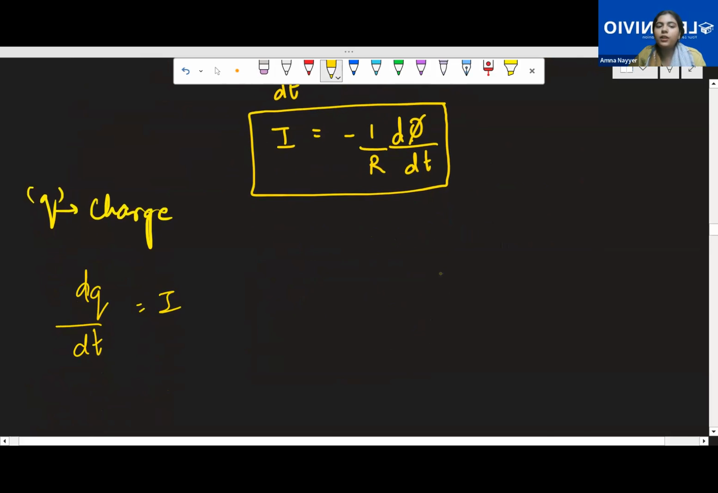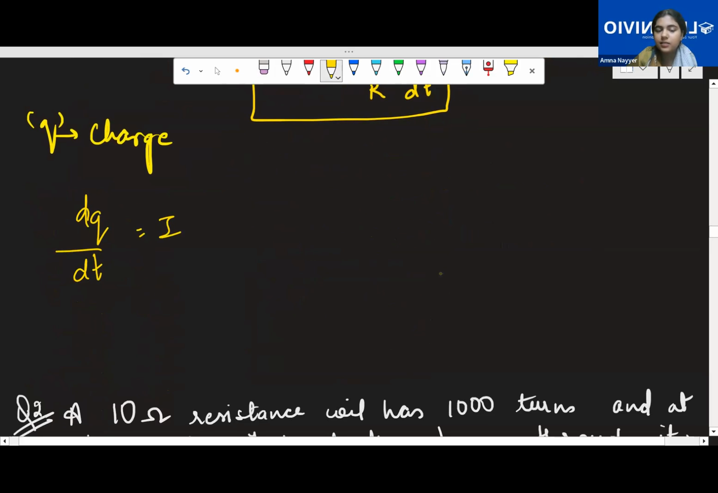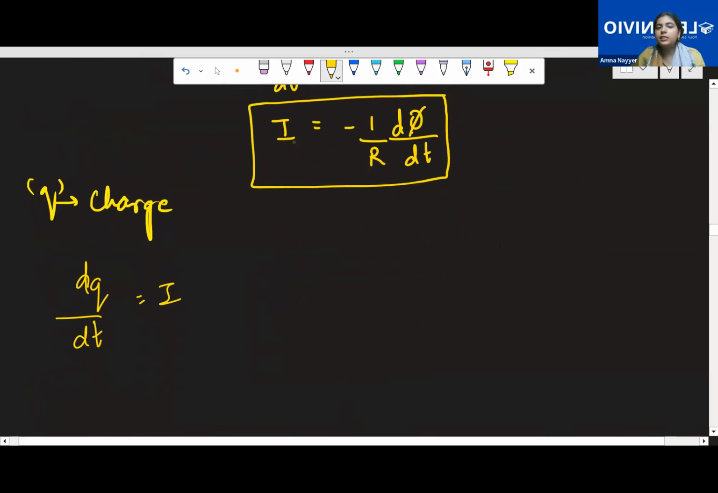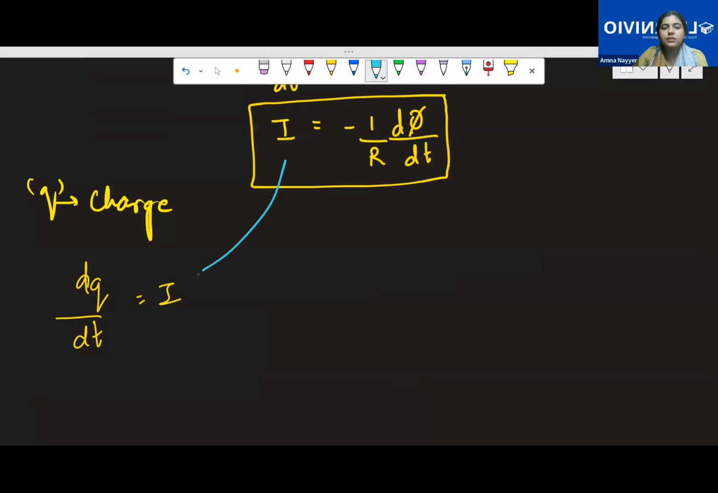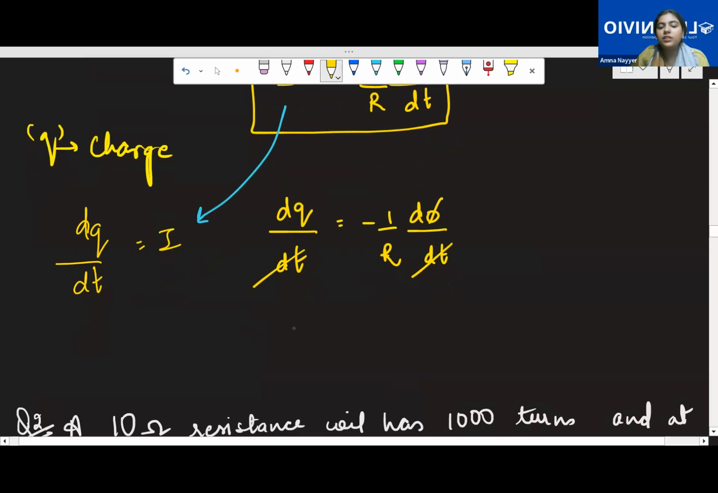One more formula is possible, class, if I take electric charge. See, I is equal to dq over dt. Now in this, let me place this value here in this formula. So what will it be? dq over dt is equal to minus 1 by R d phi over dt. Now see, from here dt gets cancelled. So what's the value of this charge?